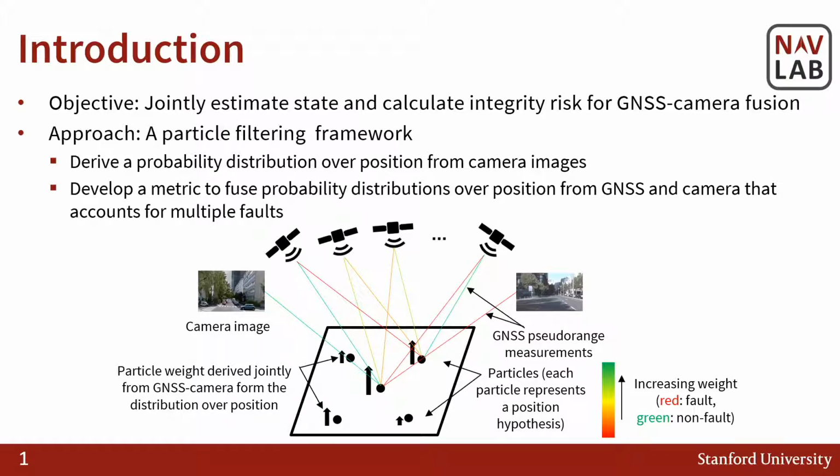As illustrated in this picture, the particle weights in this filter are derived jointly by assessing the consistency of GNSS and camera measurements, which ultimately form the distribution over position. Intuitively, increasing weight represents more correct measurements, while decreasing weight represents a faulty measurement.